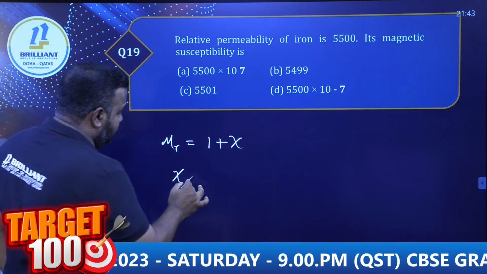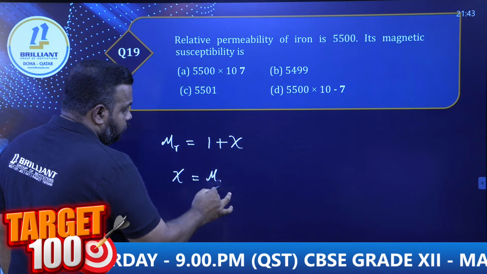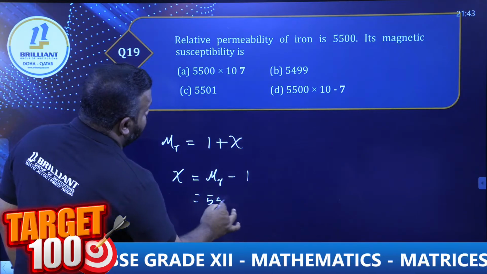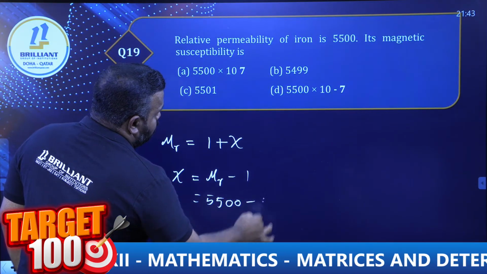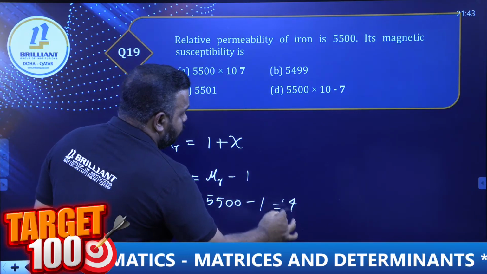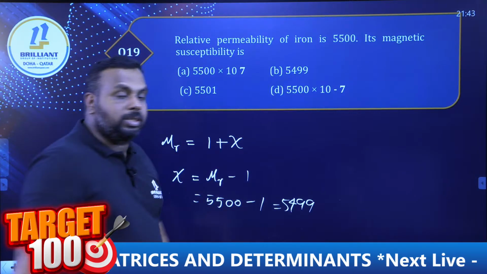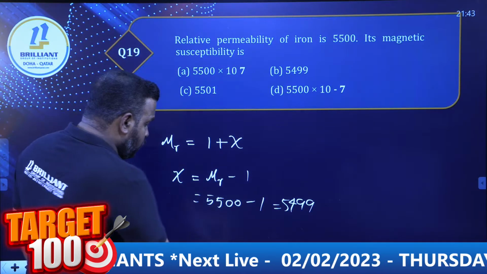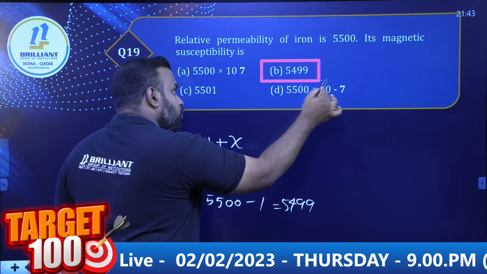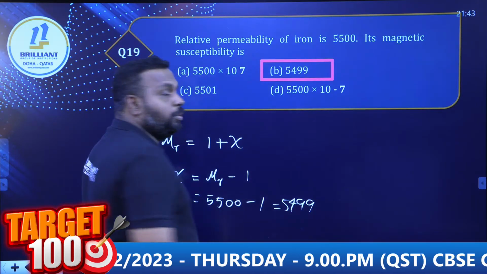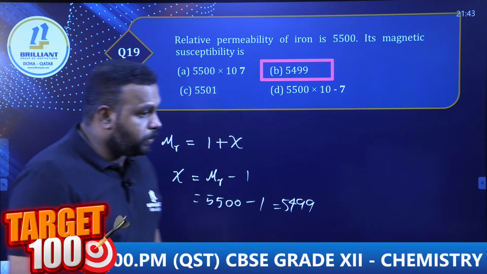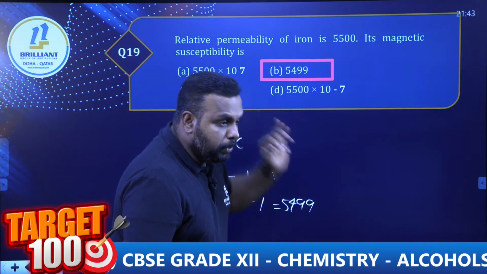You can easily see that chi is equal to what? Mu r minus 1. So mu r is 5500 minus 1. So the answer is 5499. Very simple question, but you should know the formula. In this chapter only very few formulas are there. One of the formulas is this one, mu r, relative permeability, is equal to 1 plus chi. So the answer is option B.